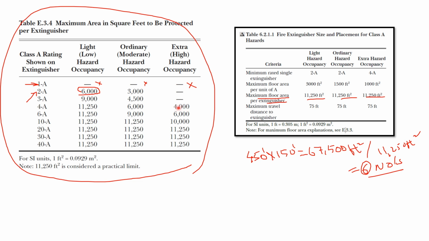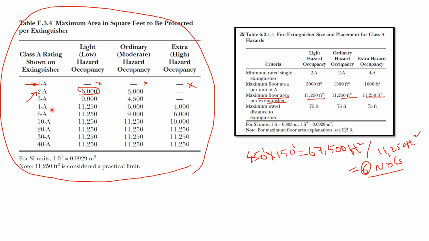So if you consider in light hazard 6A, 6A means 6 into 3000, correct? 6 into 3000 will be 6 2s 12, 6 3s 18. So 6 3s are 18 is not there. So as per this table we need to consider, not as per the logic.